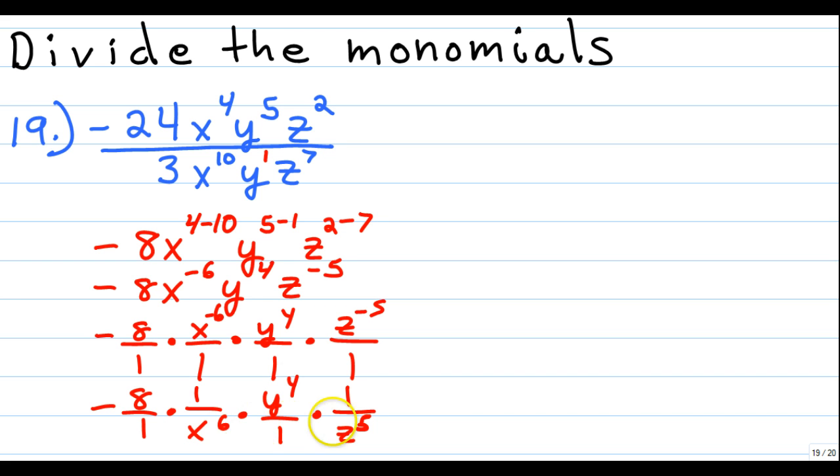Now I can pull all of these back together. So a negative 8 times a 1 times a y to the 4th times a 1 from the numerator's position is going to leave me with a negative 8 y to the 4th power over a 1 times an x to the 6th times a 1 times a z to the 5th, which gives me x to the 6th times z to the 5th for my final answer.